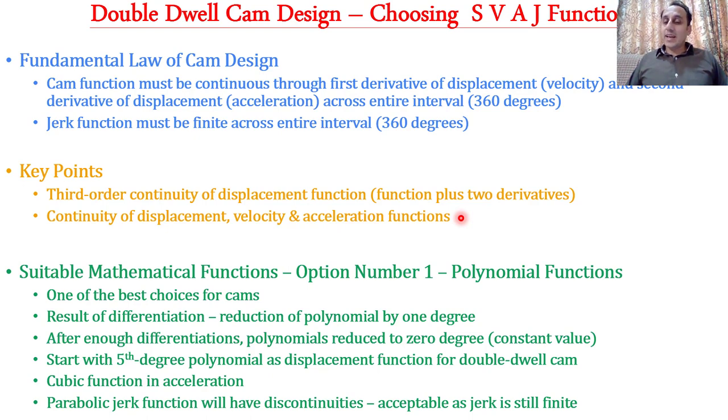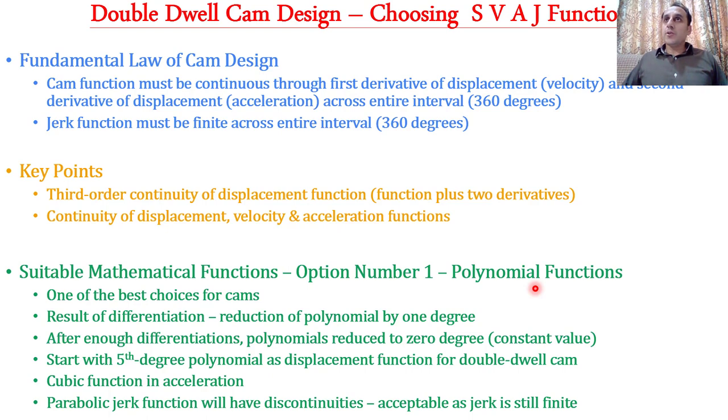Number one was the straight line. The other one is the polynomial function. We have a constant, we have a variable, and then we have a power of that variable. So let's say we are using a polynomial function of degree 3. What will be the maximum power in that polynomial function? 3. When we differentiate that displacement function into velocity, what will happen?